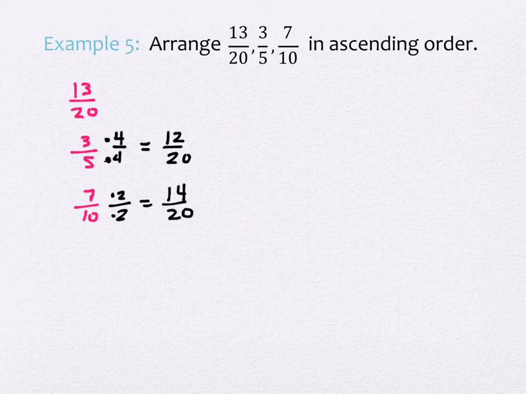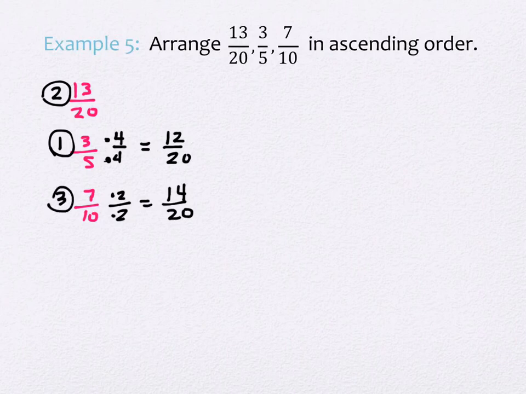All right, so which one is the smallest? 3 over 5 is. Oops, sorry. What did you guys say? 3 over 5. Which one's next? 13 over 20. And last? 7 over 10. Now, I am saying that first, second, last because it says ascending order. Ascending means it goes up, like when you ascend the stairs. You could likewise be asked for something in descending order, and you'd want the biggest one first.